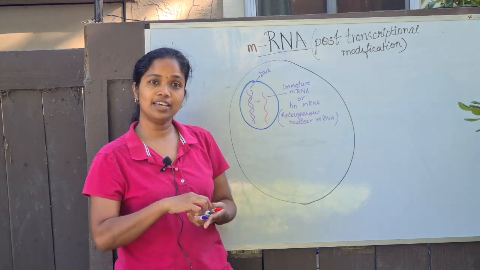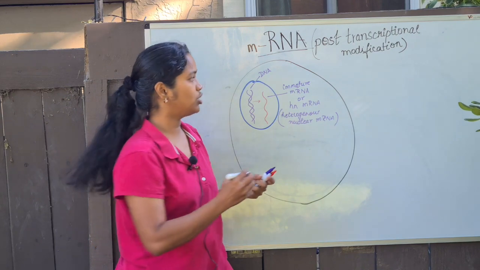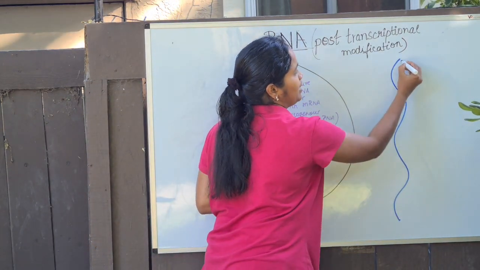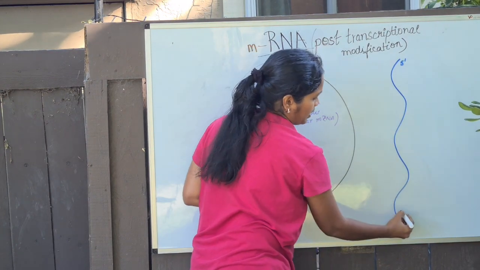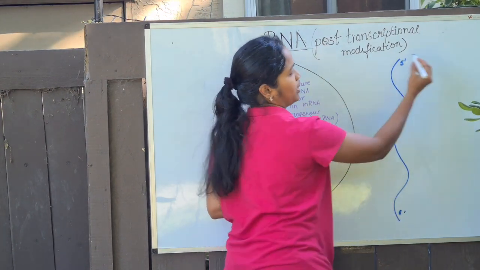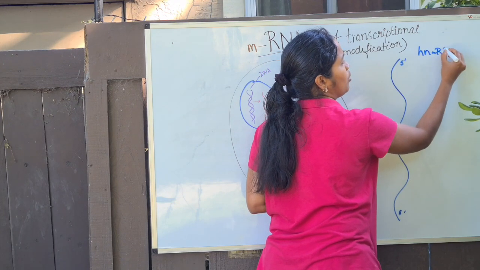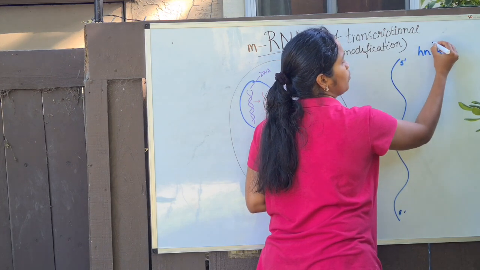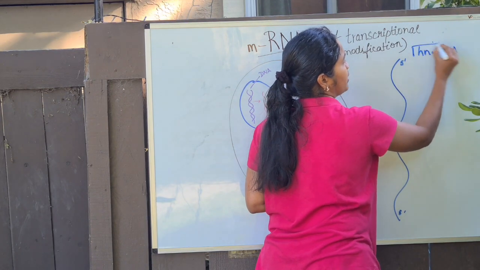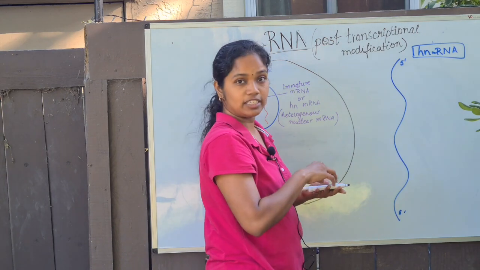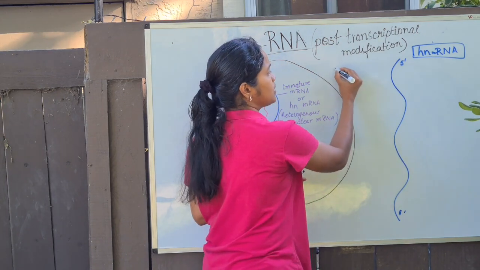So now let's see what the post-transcriptional modification is. Say for example, we have an mRNA and this is the 5' end of the mRNA and this is the 3' end of the mRNA. This is our heterogeneous nuclear mRNA or our immature mRNA. Fine. So here this modification happens in 3 steps. So first one is capping.